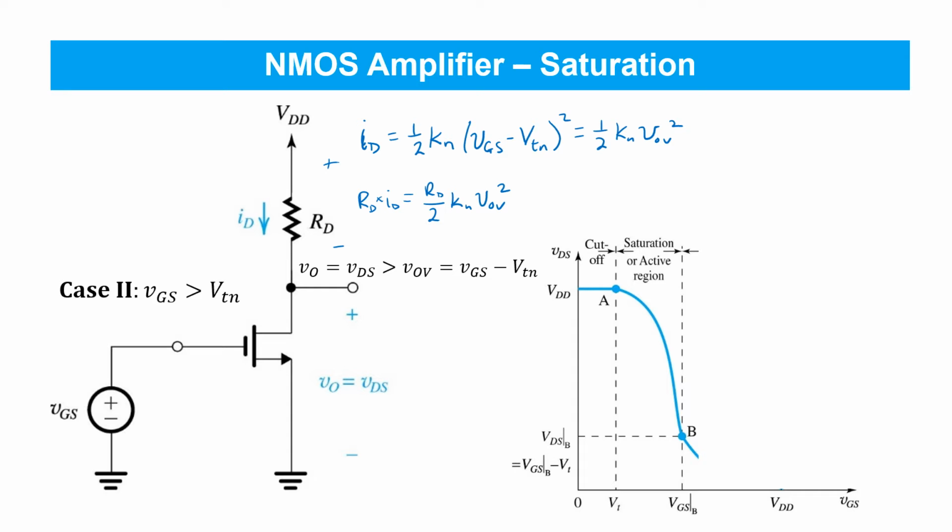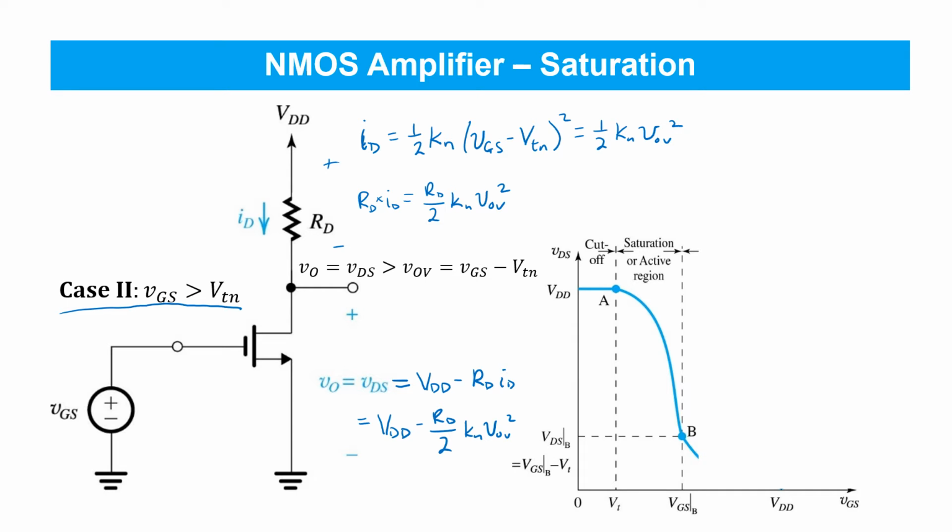Finally, we know that VDS will equal VDD minus the voltage drop on resistor RD. So it's VDD minus this square law quantity. So remember, all this analysis is only applicable when VGS exceeds the threshold voltage.